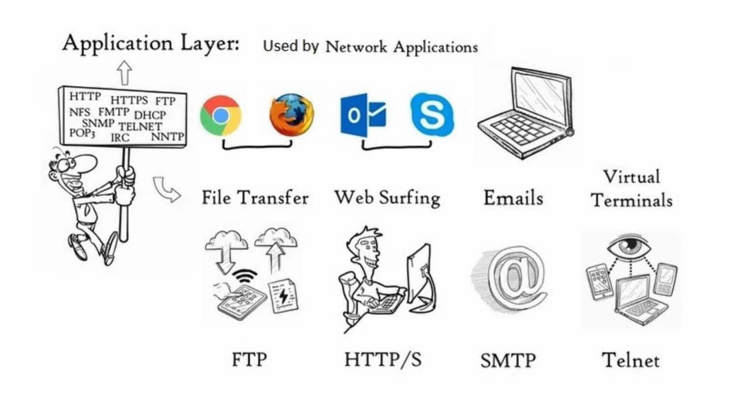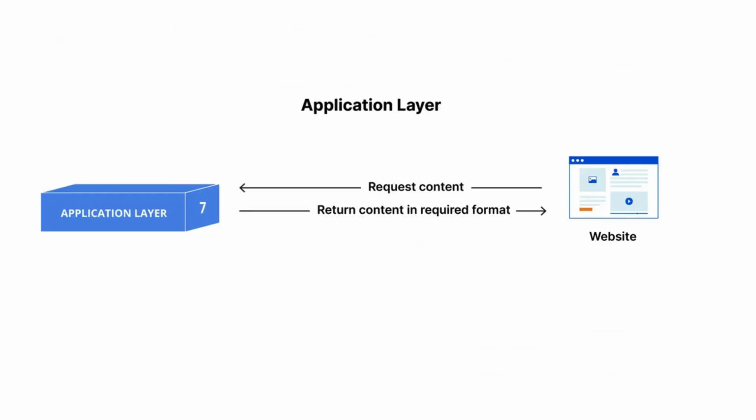Examples of application layer protocols include HTTP for web browsing, SMTP for email communication, FTP for file transfer, and DNS for translating domain names into IP addresses. So user interfaces: the application layer includes the user interfaces that allow users to interact with the network applications and services. This interface may take the form of graphical user interfaces, command line interfaces, or application programming interfaces.